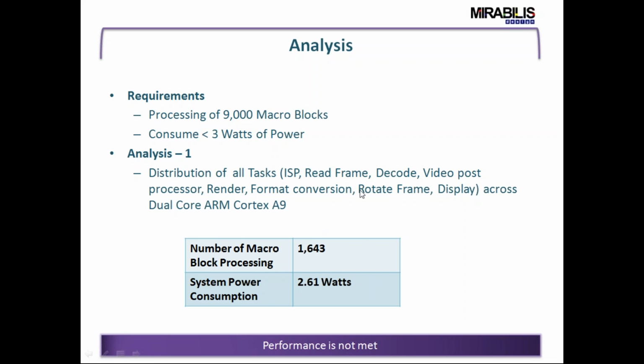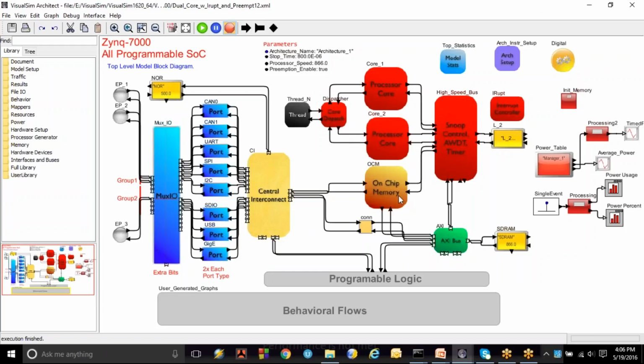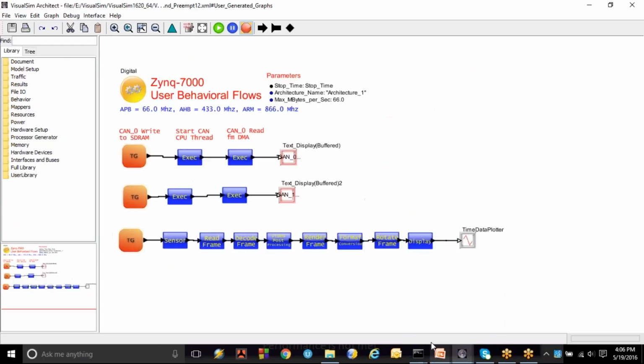When we looked at the activities that are happening across the platform, we found that the rotate frame task is taking a lot of CPU cycles itself. So this tells me that it is a good idea to move rotate frame tasks to a dedicated hardware accelerator itself. So what I'm going to do at this point is move this rotate frame task from the processor, or from software, to the hardware part of my system itself.